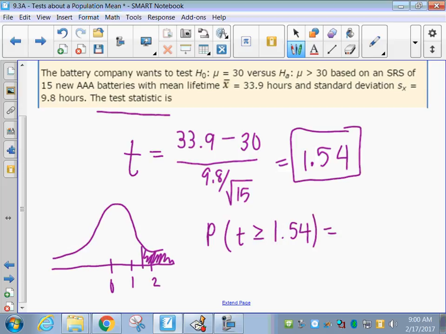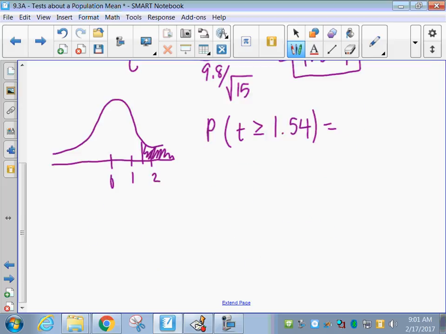So I want you to look on your chart just so you know how to do it on your chart. In case they ask a question on the AP exam, I want you to be able to read it. So start with your degrees of freedom. So degrees of freedom on this one, we had 15. So what's our degrees of freedom now? 14. We have a sample size of 15. Degrees of freedom is 14.